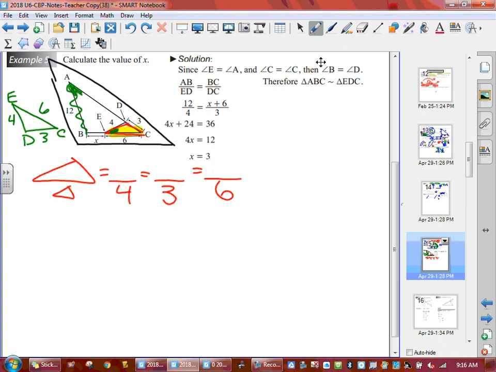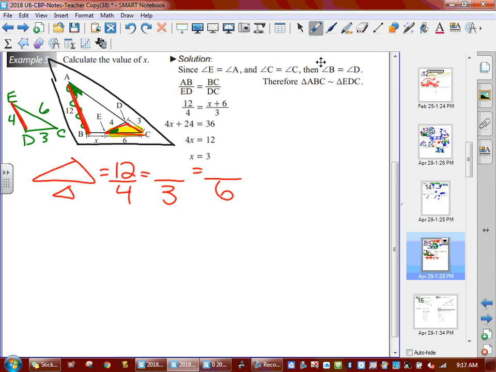Yes, the 4 is going to match the 12. So this side right here is matching this side right here. You just have to redraw them so they're facing the same way. Once they're facing the same way, you can probably figure out which ones match. So we're going to put the 12 with the 4. All right. Now we got to figure out which other guys match.